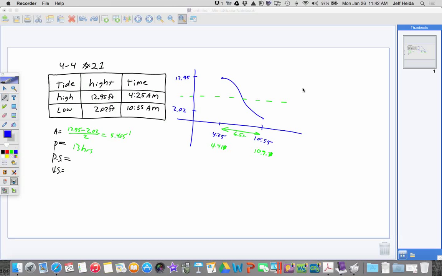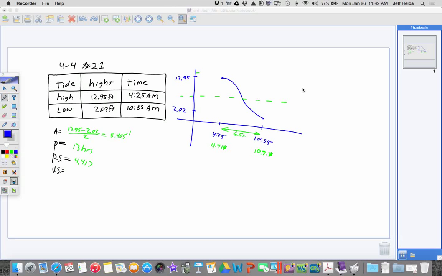The phase shift, do you want to write a sine wave or a cosine wave? Cosine. You want to write a cosine wave, and what would the phase shift be? No, what is the phase shift? The phase shift is a number. It's a number of hours. It's 4.417.